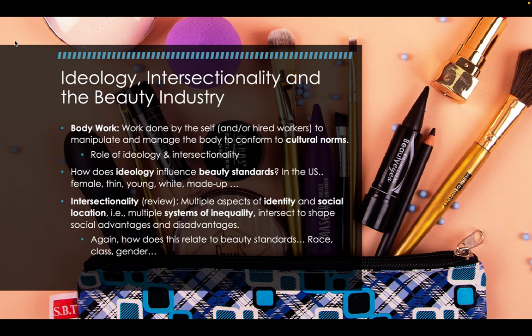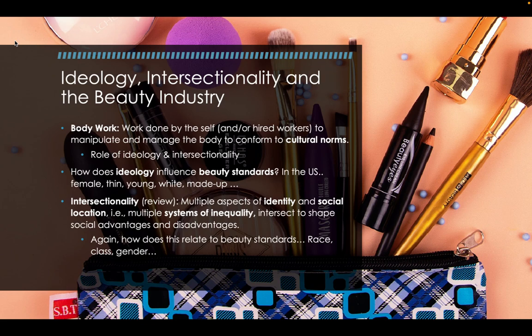And then that in turn influences the beauty industry and what people buy, right? And those two things go hand in hand, where we want to be beautiful in a particular way, so we buy products that are a part of the beauty industry, but then in turn, the beauty industry influences how we want to look and how we sort of see ourselves as individuals within a society. And so that sort of answers that next question. How does ideology influence beauty standards?